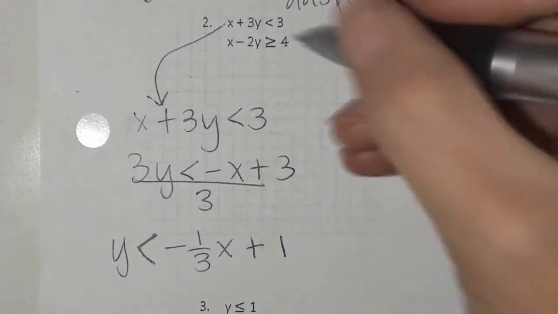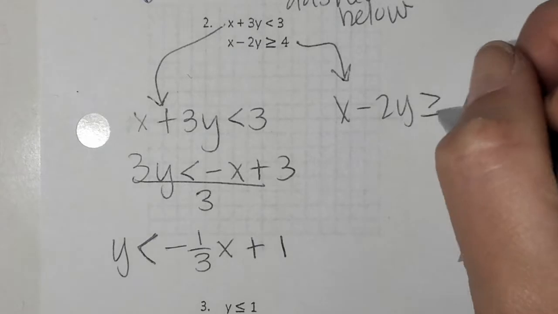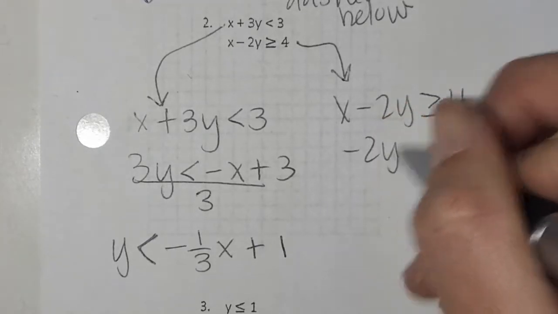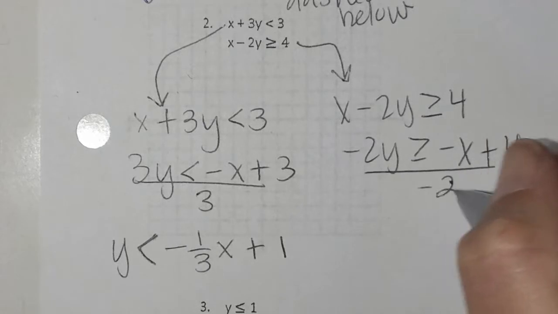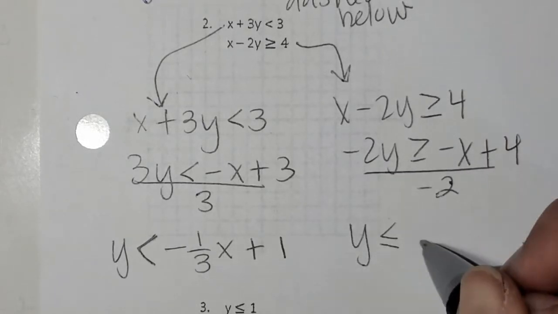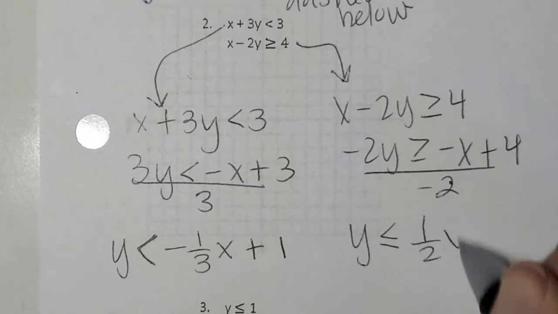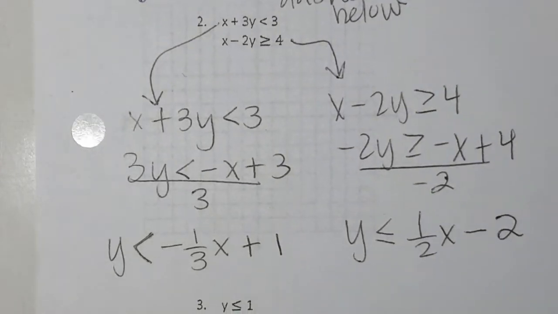Alright, Darius, tell me how to put this one in slope-intercept form. And then? So tell me what that'll give me. Good. Questions about that part?